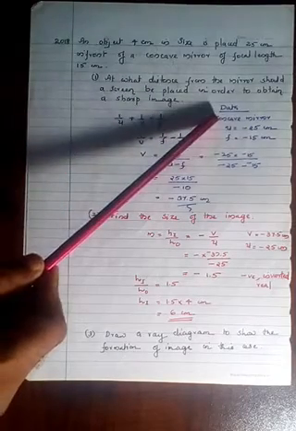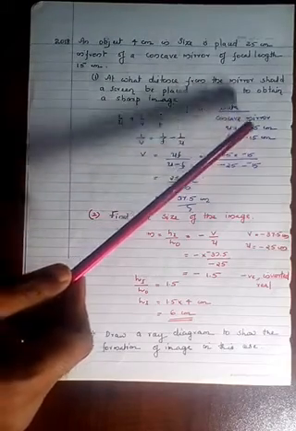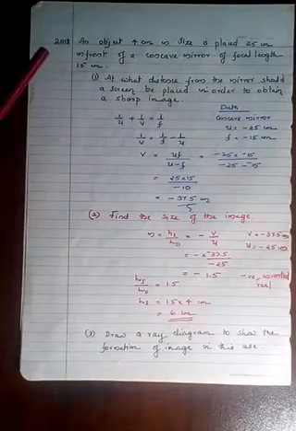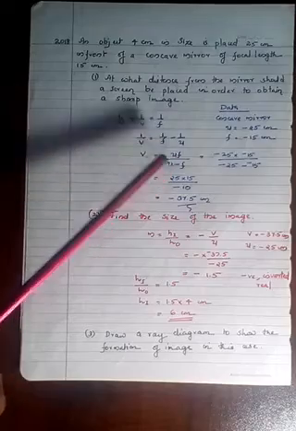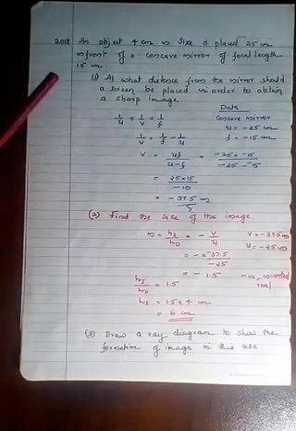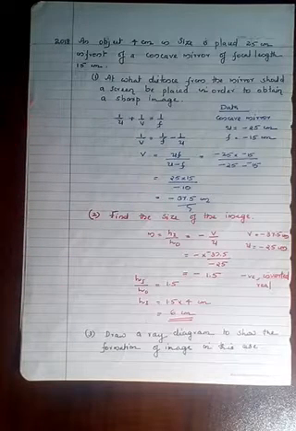So it is given, it's a concave mirror. The object's location is minus 25, the focal length is minus 15. Then you get the simple relation for v as uf by u minus f. You just substitute with the sign convention and you get the value minus 37.5 centimeter.